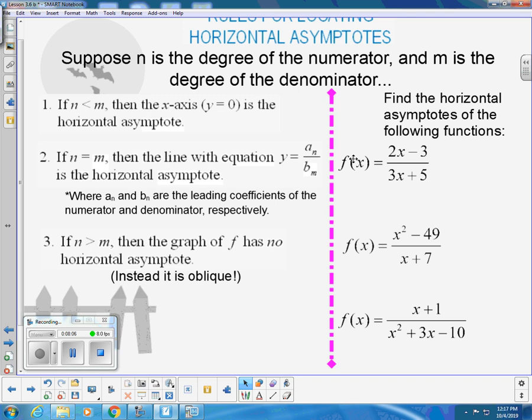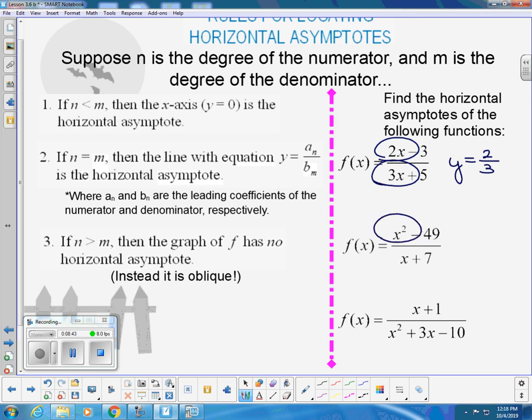Okay, let's look at these examples. We are only looking at the leading term. Remember, leading term means term with the highest exponent. It doesn't always mean one in front. Sometimes they're not written in standard form. So look at the exponents. Which situation do we have? They are the same. So we're now just going to look at the coefficients, which is 2 over 3. Done. That is the horizontal asymptote. Easy breezy, right?